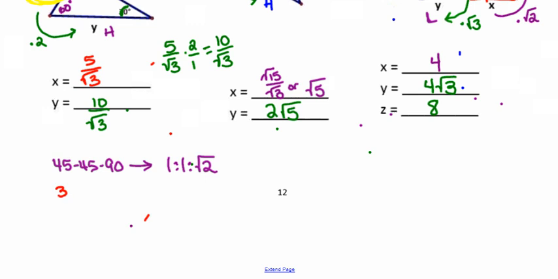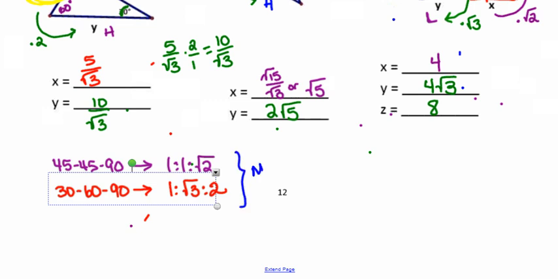And for the 30, 60, 90 right triangle, you have to remember that ratio of 1 to square root of 3 to 2. Or in other words, the length of the longer leg is equal to root 3 times the length of the shorter leg, and the length of the hypotenuse is equal to double the length of the shorter leg. And those are rules I have to memorize.